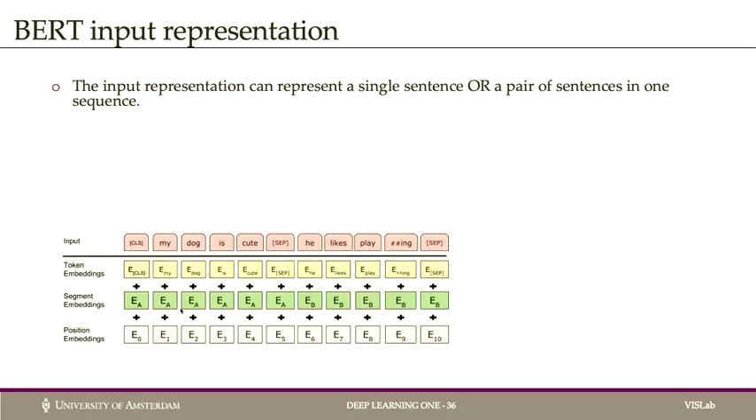So how do we represent the inputs for this kind of models, like BERT? This figure shows us what happens. First, we work with text, right? So we have the token embeddings. Basically the sentence is tokenized. We have now tokens, each one represented with an embedding. We have segment embeddings.